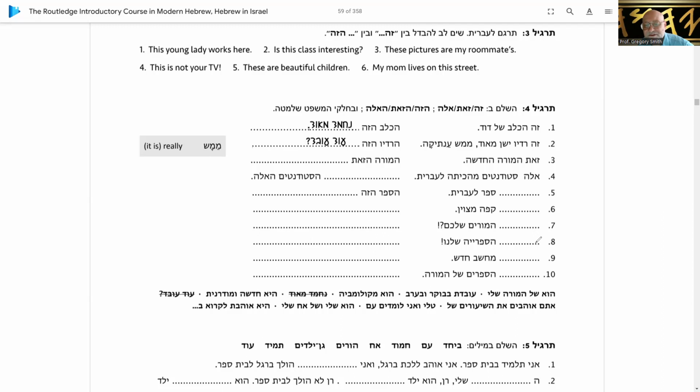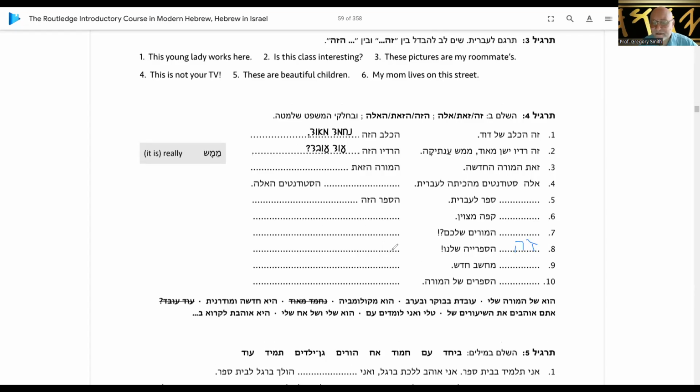I wonder if it would be hazeh. No, I think I should go with zeh. Zeh hasifriya shalenu. זה הספרייה שלנו. Shalanu. זה הספרייה שלנו. Zeh hasifriya shalanu. Okay, so this is your library? This is your library? Okay.